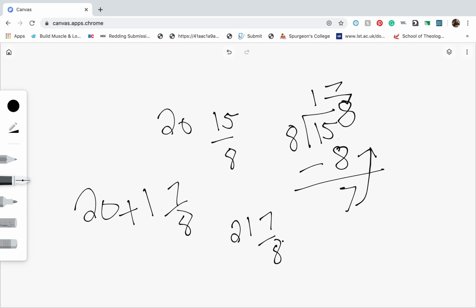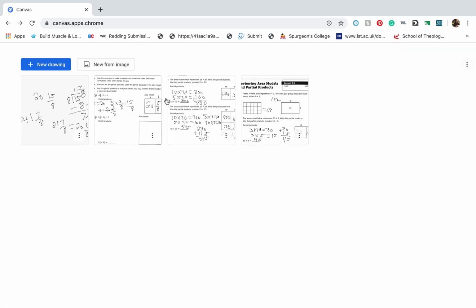So just a reminder here, 21 and 7/8 and 20 and 15/8, they're equal or the same. They represent the same value. They're just written in different ways. Okay, let's go on here to the next problem.